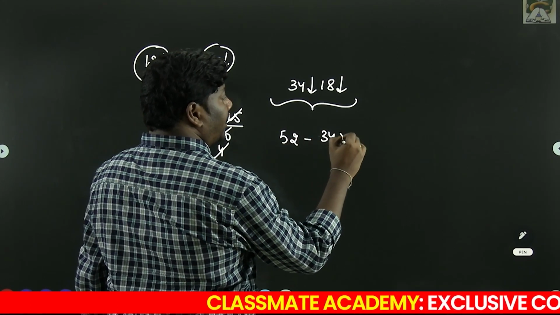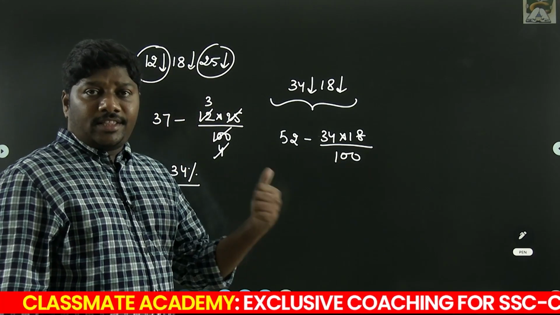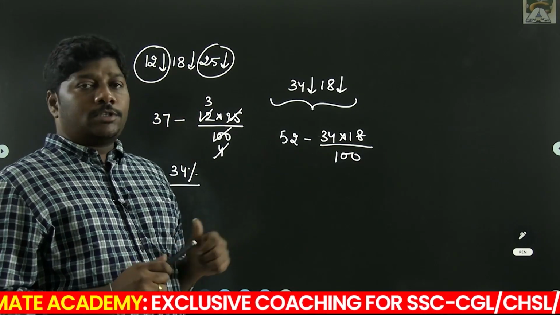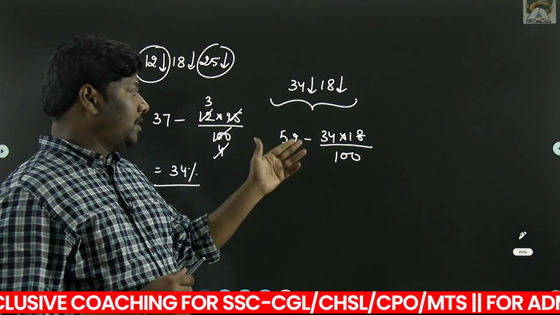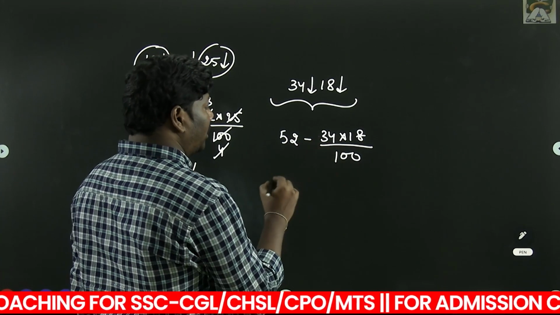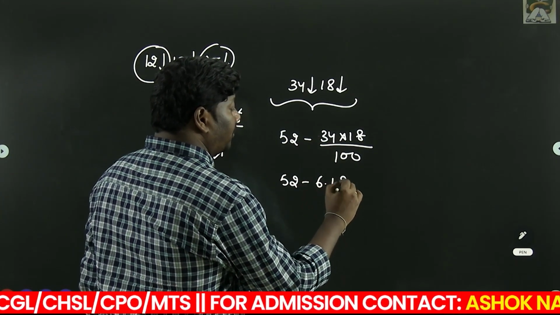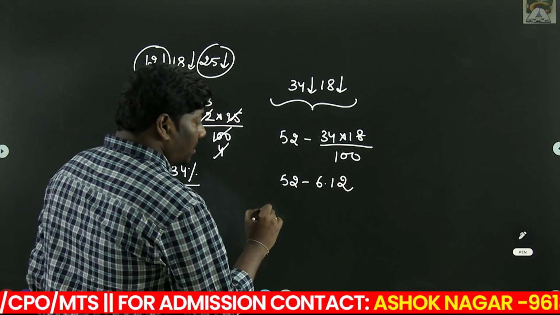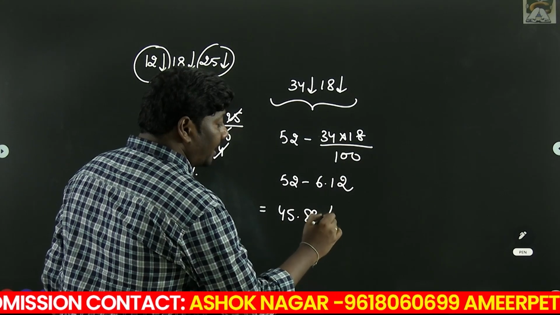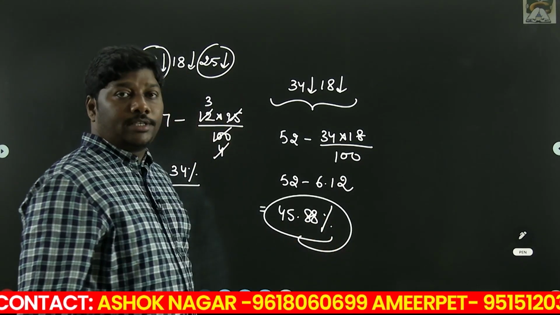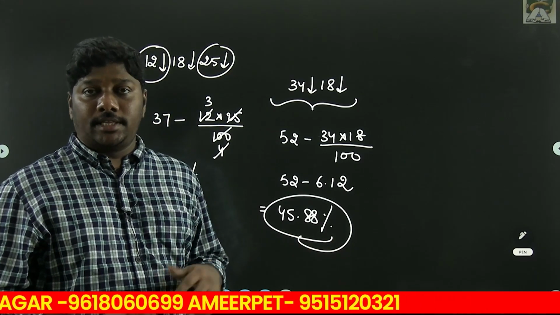34 into 18 by 100. 18 3s are 540 and 18 4s are 72. So you can say 540 plus 72 is simply how much? 540 plus 72 is 612. 52 minus 6.12 you take out. Therefore, it is going to be 45.88 to be exact. To be exact, what is the equivalent discount? 45.88. Actually, that is our answer.